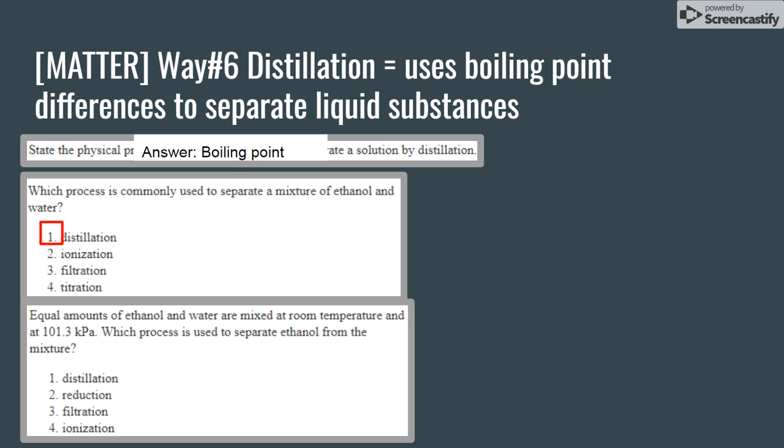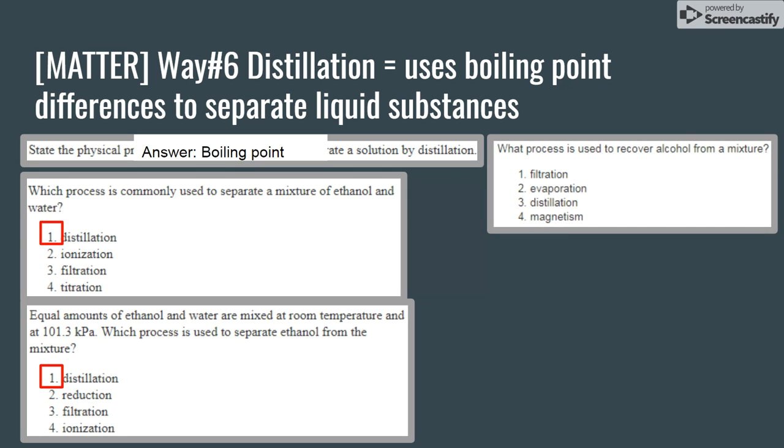Okay, let's try the next problem. Equal amounts of ethanol and water are mixed at room temperature and at 101.3 kilopascals. Which process is used to separate ethanol from the mixture? Okay, you can see that the Regents really likes using this example of ethanol and water mixed together. So again, you should be thinking two different liquids, two different boiling points. Therefore, I can use distillation as a form of separating the two substances. So the answer has to be distillation.